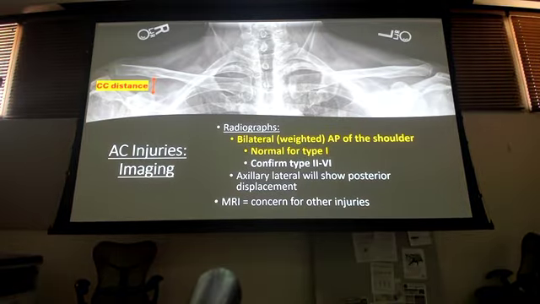All right. So imaging, bilateral weighted AP of the shoulder. Are they going to be normal for type 1? Yes. Are they going to have pain there? Yes. Are they going to have a positive canopy sign? No. Are they going to have a positive AC shear test? Only for pain, not for anterior posterior translation. Make sense? That's why you document the test as such.